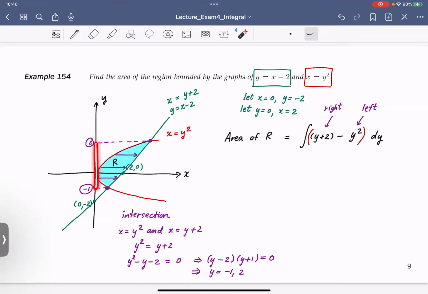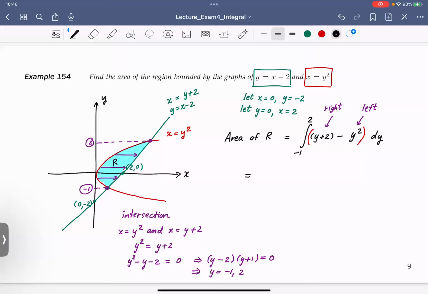So on this interval, -1 to 2, is where you do the slice. So the bounds are going to be -1 to 2. Does it make sense? You have to make sure that you know everything about the picture first, because as I told you, the picture is the most important part of this chapter. As long as you can draw the picture correctly, everything is going to be fine. Okay, and then now you integrate it.